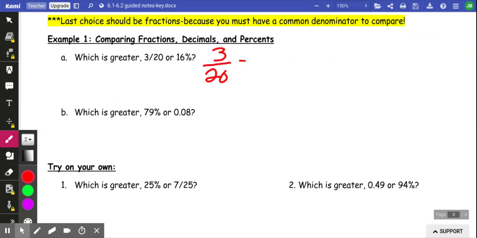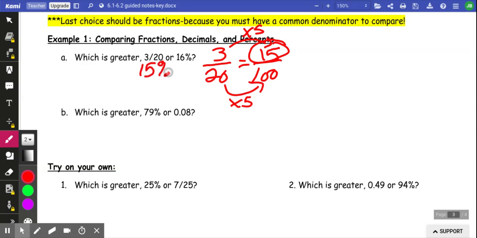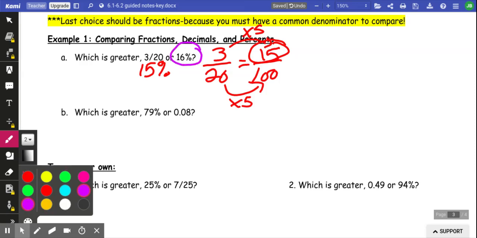So 3/20ths can go into 100, right? I can multiply by 5. Here I would have to do the same, multiply by 5, which means that I would get 15. So I have 3/20ths, which is 15 out of 100, and we know percents are always out of 100. And we have 15% or 16%, and it says which one is greater. So the greater is going to be 16%. So 16% is greater.